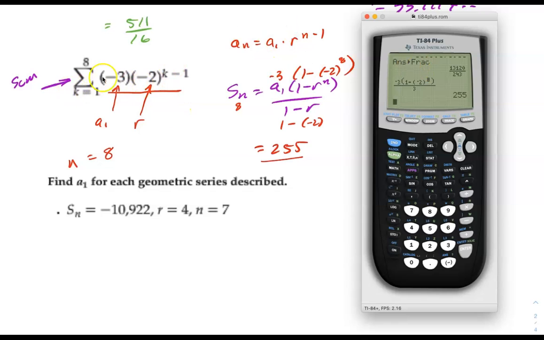Now, if you've been in my class before, you know there's also another way to put the summation into your calculator. If you go to Math and all the way toward the bottom, there's a summation value. And you can plug it in this way. We'll just use any variable, I'll use X. Then 1, then 8, and then -3 times -2 to the x minus 1. Hit enter, and you get 255, the exact same answer. So two ways to do it.